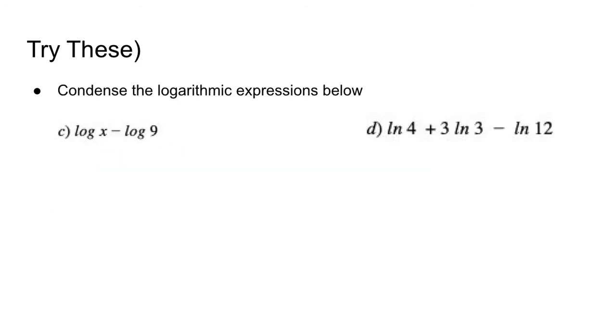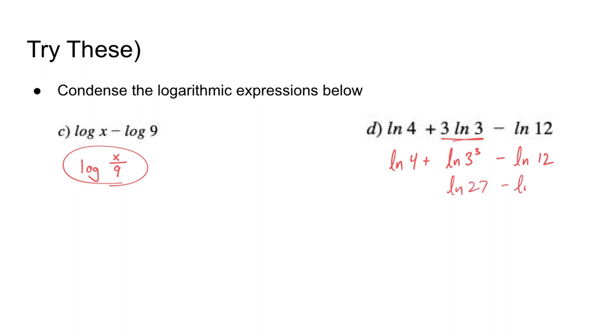What about condensing? Well, again, here for part C, I see subtraction. So that just simply turns into the log of x over 9. That's all there is to it, all done there. What about here? Well, this first part right here, I'll know that that will be 3 to the third power. Right, so I have the natural log of 4 plus natural log of 3 to the third power minus the natural log of 12. 3 to the third power is, of course, 27. Let's keep that in mind.